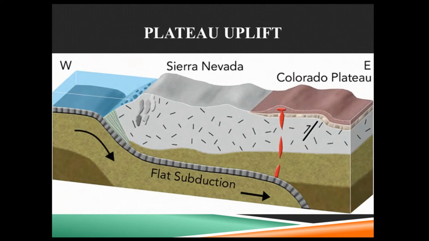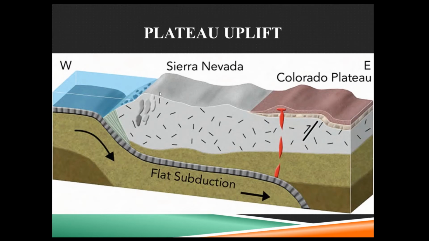Another type of uplift we can get is plateau uplift. This can happen pretty far inland when we have subduction that's happening, where the angle varies. This can happen based on the material of the mantle, the densities involved. There still has to be a part of the subducting plate at a steep enough angle to actually pull it down and pull this plate along, but segments of it can be fairly horizontal. This allows the plate to reach further inland.